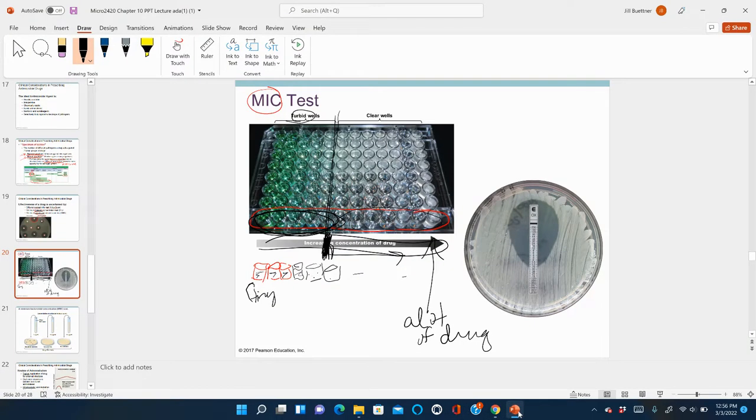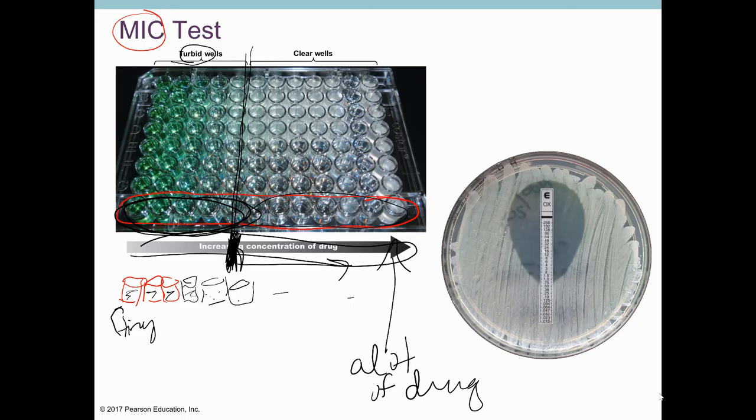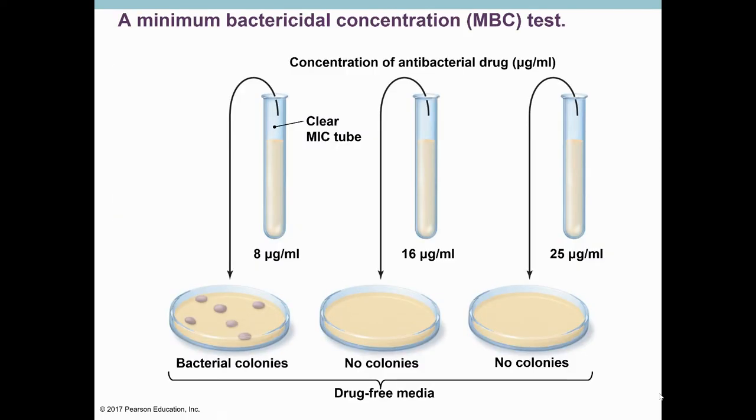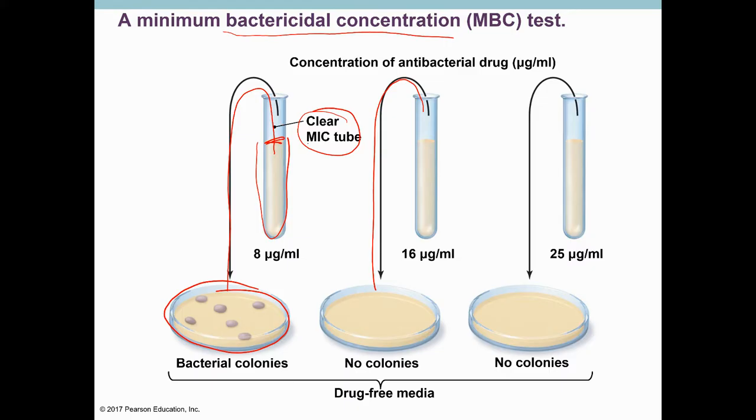The next test is called the minimal bactericidal concentration test. You remember the tubes that were clear in the minimum inhibitory concentration test? You would take samples out of them. Maybe this one was clear, but when we take a sample and put it on a plate, it still grows colonies. That means the cells in this tube had enough drug that their growth was inhibited, but it wasn't enough to kill.